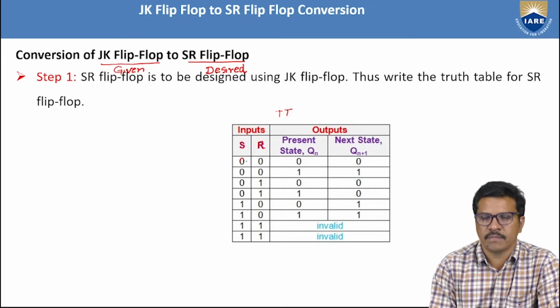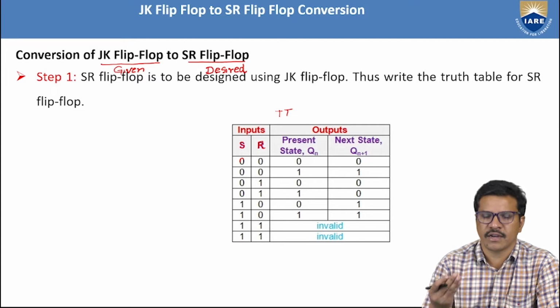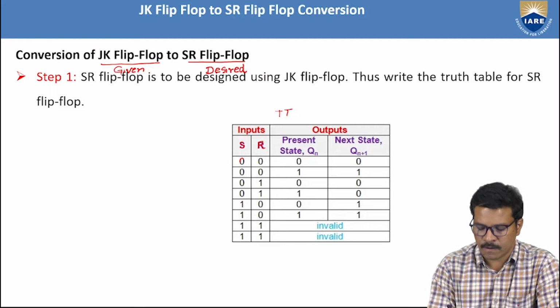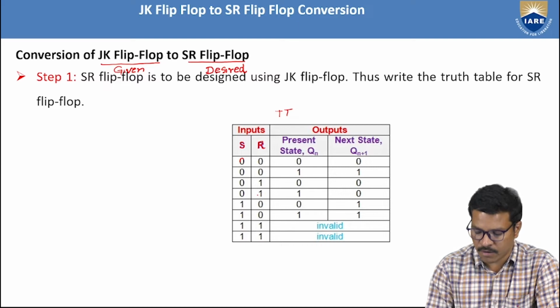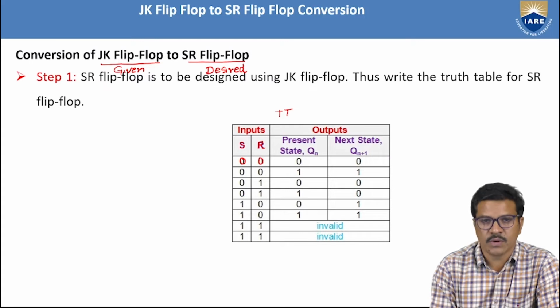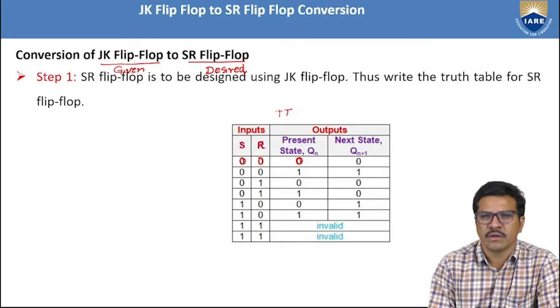I am talking many times about the truth table or characteristic table. Basically, the truth table gives the output description, like whether it is memory, set, reset or invalid. But here I clearly mention the logic values for the present state and next state, so sometimes we call it the characteristic table. So what are the combinations? S is equal to 0, R is equal to 0. If the present state of the SR flip-flop is 0, then what would be the next state by applying 0, 0?